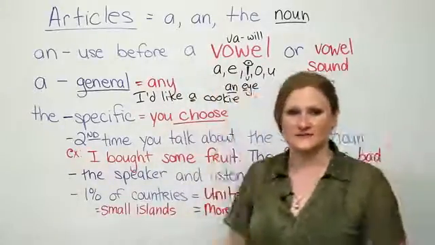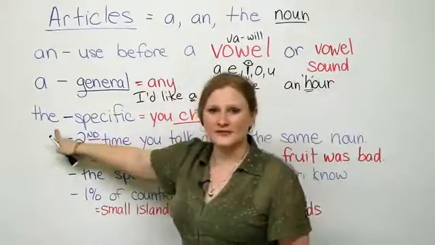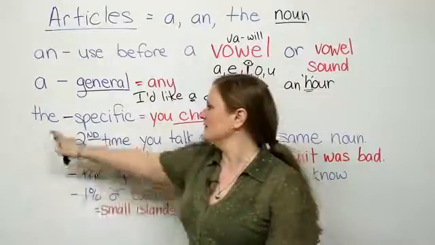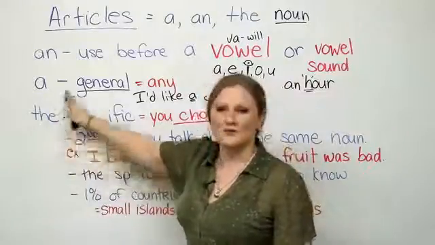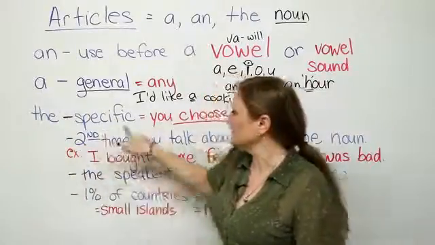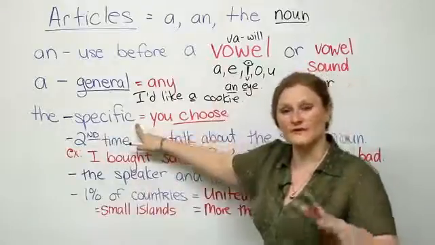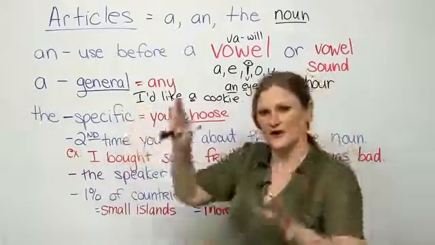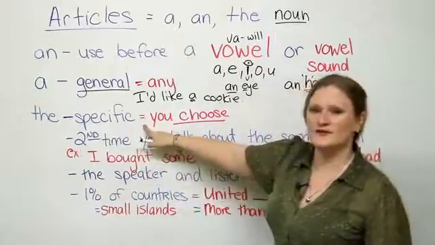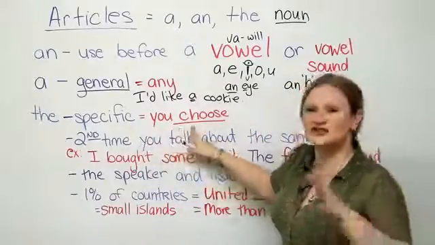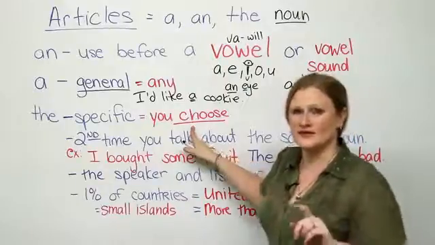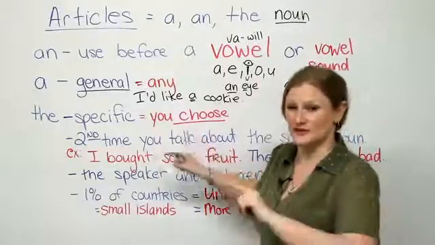I'd like any cookie. The next is the. The is opposite to a. The means something very, very, very specific. General and specific are opposites. This means you actually choose which one you are going to get. Think about this when you go shopping.